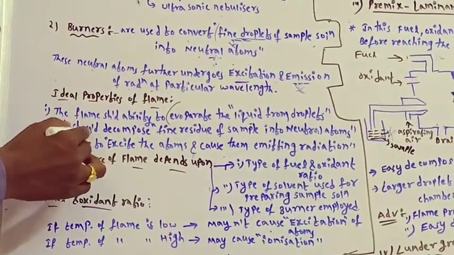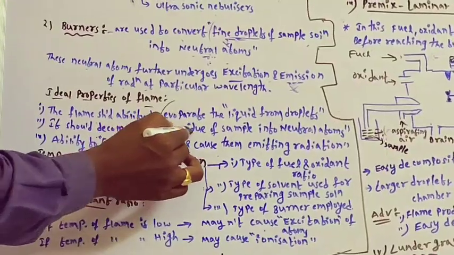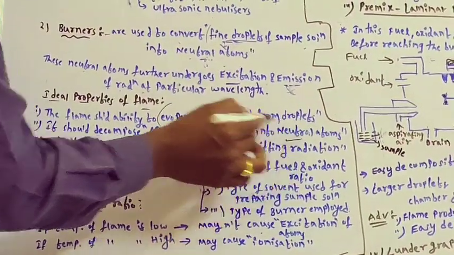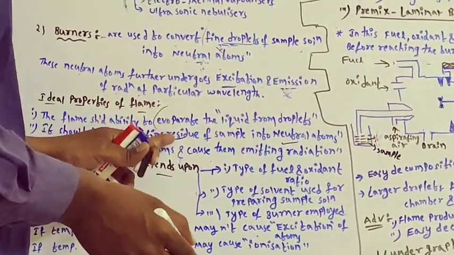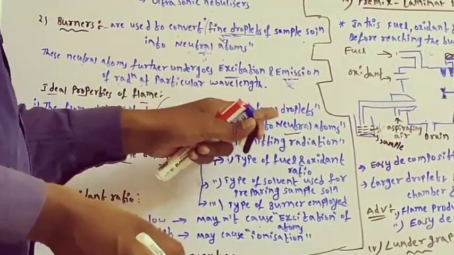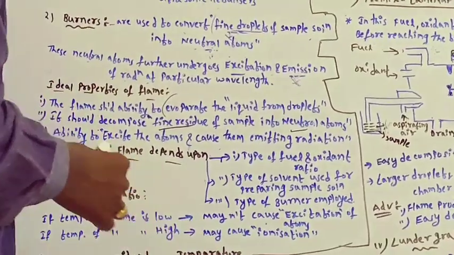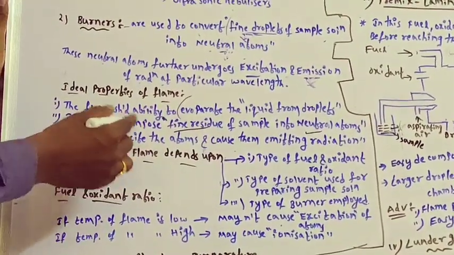The second property is that it should decompose the fine residue of the sample into neutral atoms. After evaporating, fine residue is formed. This fine residue should be converted to neutral atoms. It can be done by flame only. That is decomposition with the help of flame.